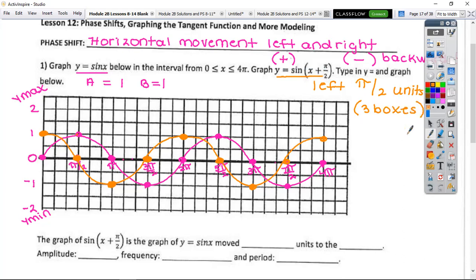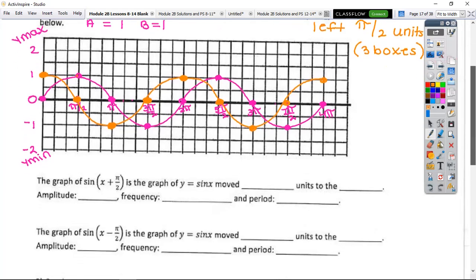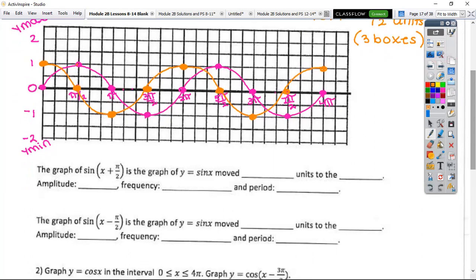Or go to your calculator, clear out what was there, and then continue and plot your points. So it says this graph of y equals sine of x moved pi over 2 units. Again, plus goes left, where its amplitude was still 1, frequency was still 1, and period would be 2 pi divided by frequency, which is still 2 pi.